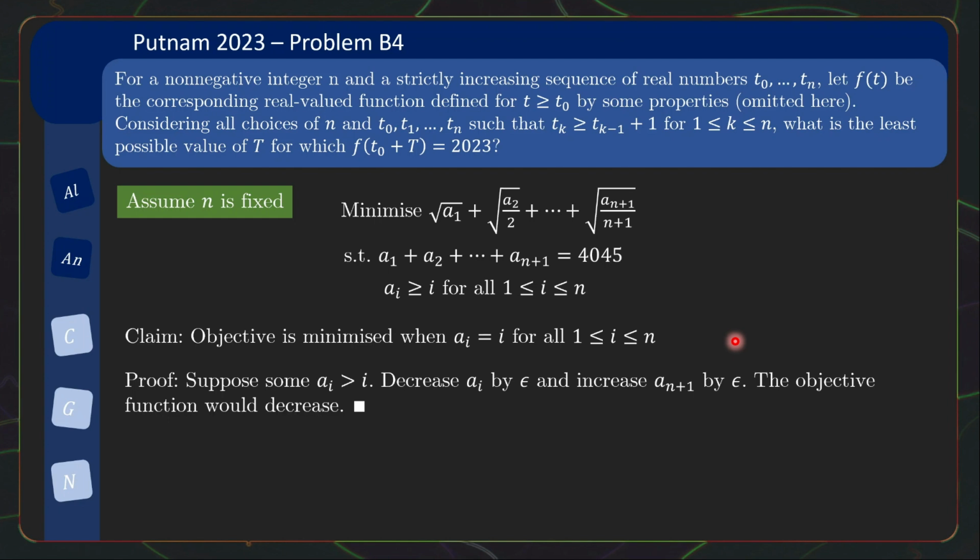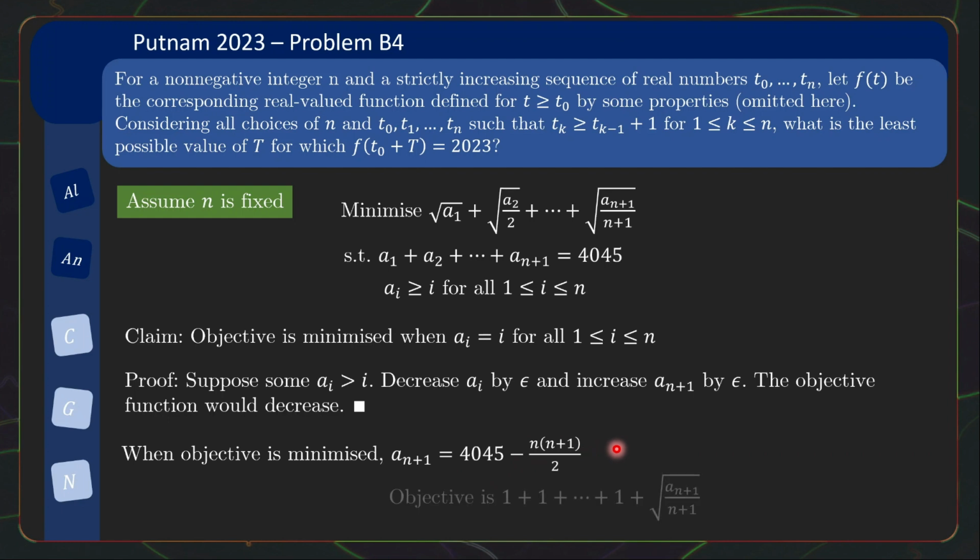Okay, so what have we achieved here? We know when the objective function is minimized, so let's plug that in. When the objective function is minimized, we do know that all these terms are 1, 2, 3, and so on until n, and we need this equality to be achieved. So a_{n+1} must be 4045 minus the sum of 1, 2, 3 until n.